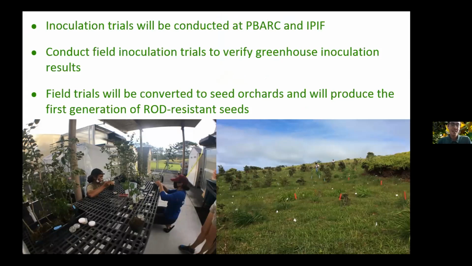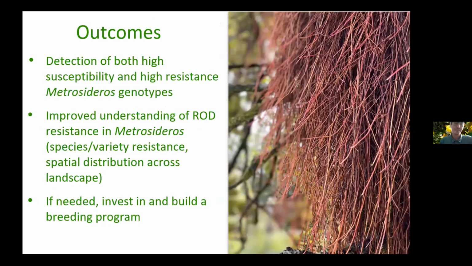So we plan on doing these inoculations at IPIF or PBARC, the Pacific Basin Agricultural Research Center in Hilo. Both are in Hilo, and doing those short-term inoculation studies there. And from that point, survivors would then be put out into field inoculation trials to verify those results. And again, as survivors continue to hang on, those survivors at the end of all that abuse will be put into seed orchards and hopefully producing the first generation of ROD-resistant seeds.